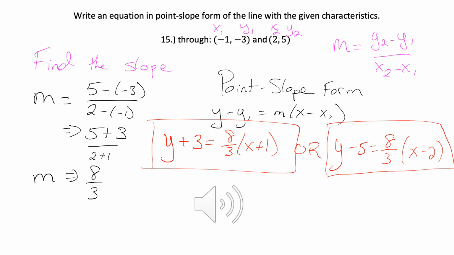All right, and then we actually have two possible answers here, and they're both in the red boxes at the bottom. It can be y plus 3 equals 8/3, open parentheses, x plus 1, or y minus 5 equals 8/3, open parentheses, x minus 2, close parentheses. Both of these are acceptable because you can plug in either point once you find the slope using point-slope form.